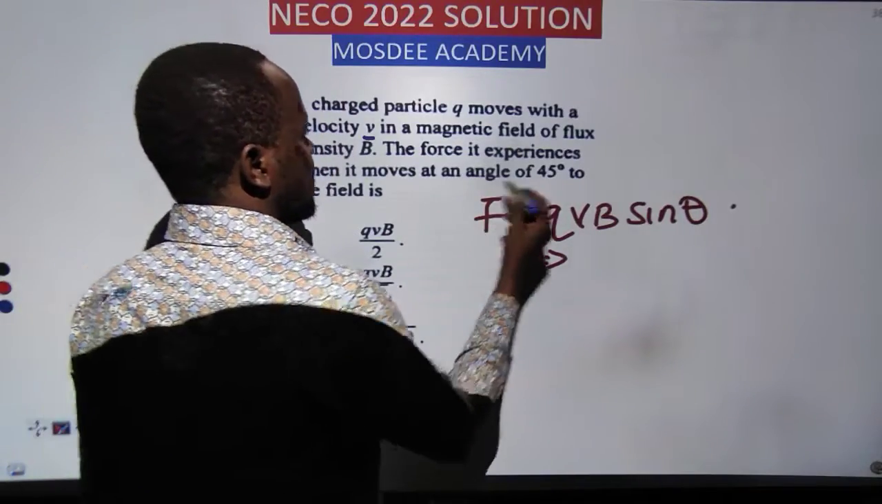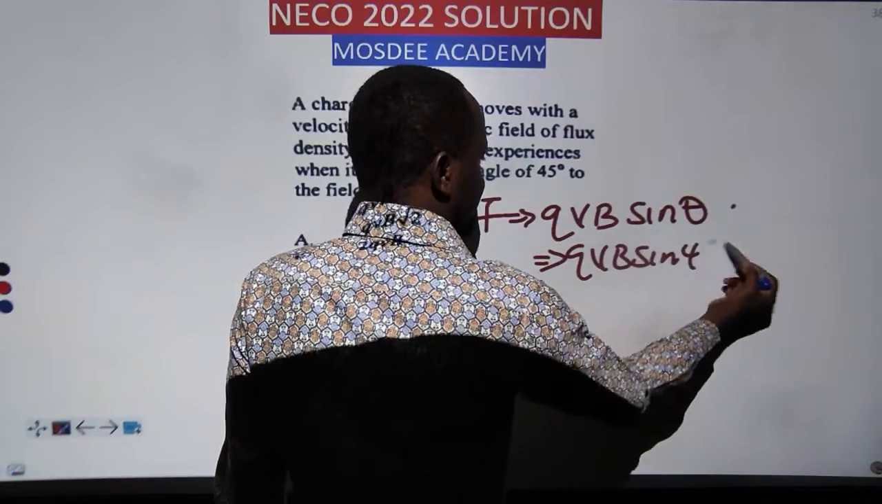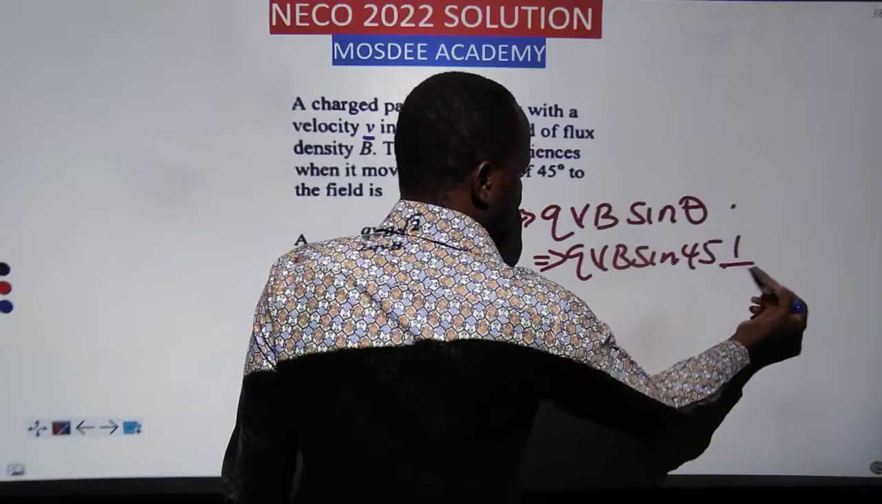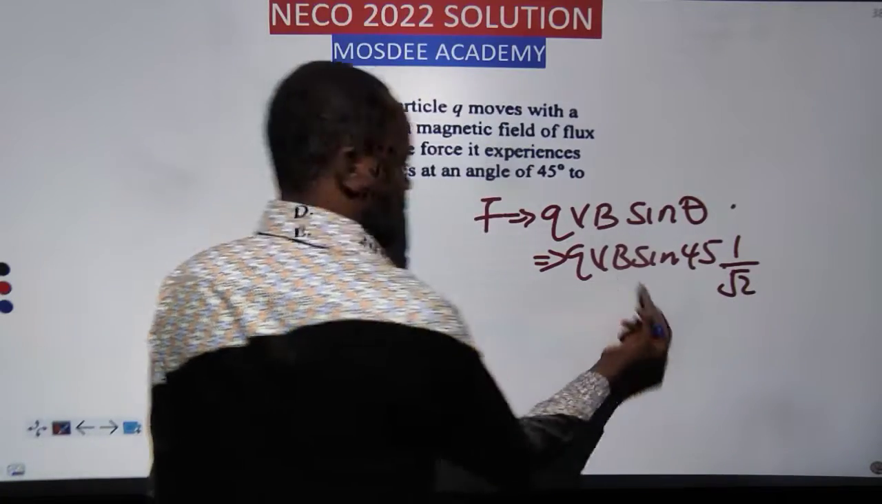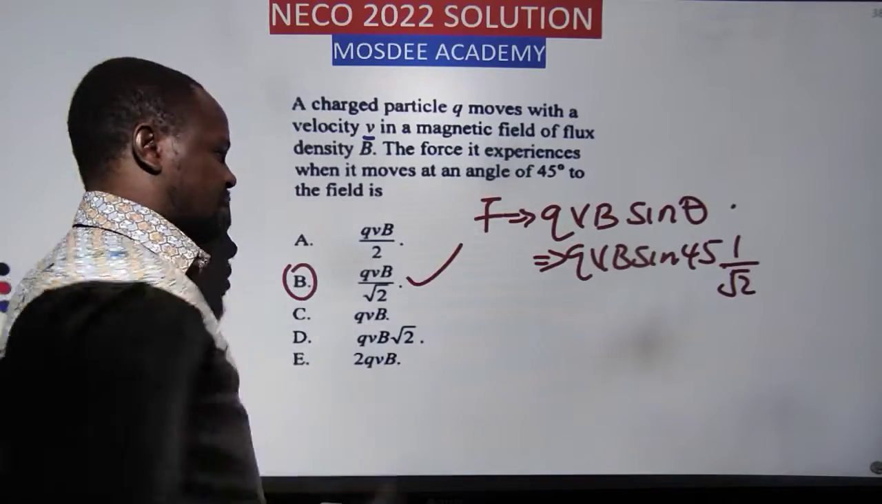So QVB, everything remains constant. QVB sine 45. That's the answer. Sine 45, if you don't know, is 1 over root 2. So it will be QVB over root 2. So let's move very fast, admin.